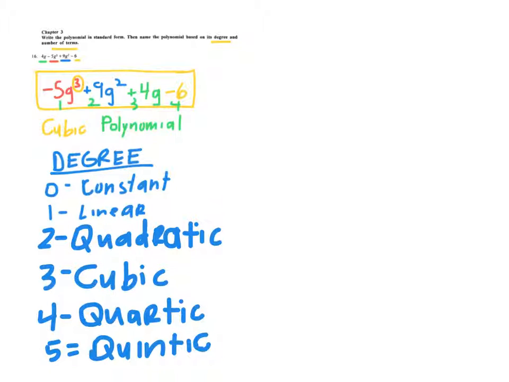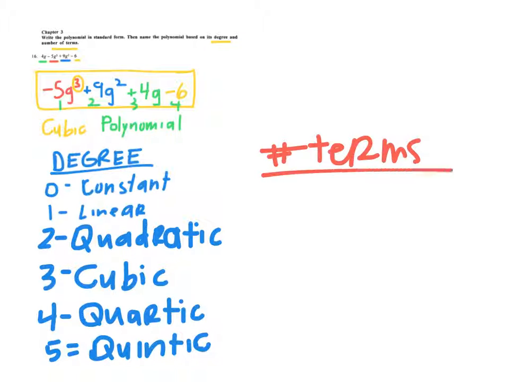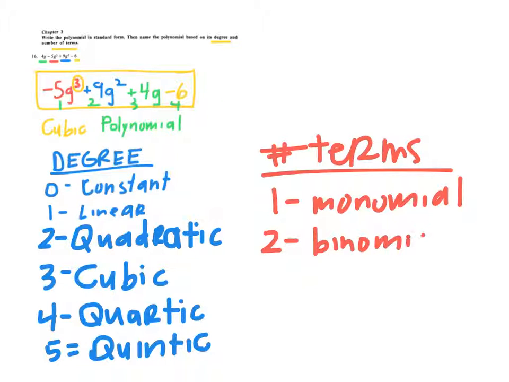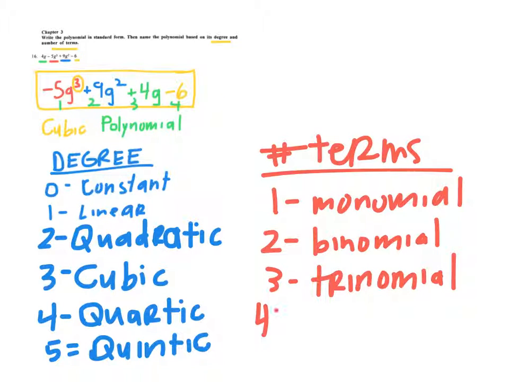All right, and then if you want to name it by the number of terms, this one's a little easier. If it has 1, it's a monomial. 2 is a binomial. 3 is a trinomial. And anything bigger than 4 is just going to be a polynomial. Again, I would just write these two lists on your note sheet for your final.